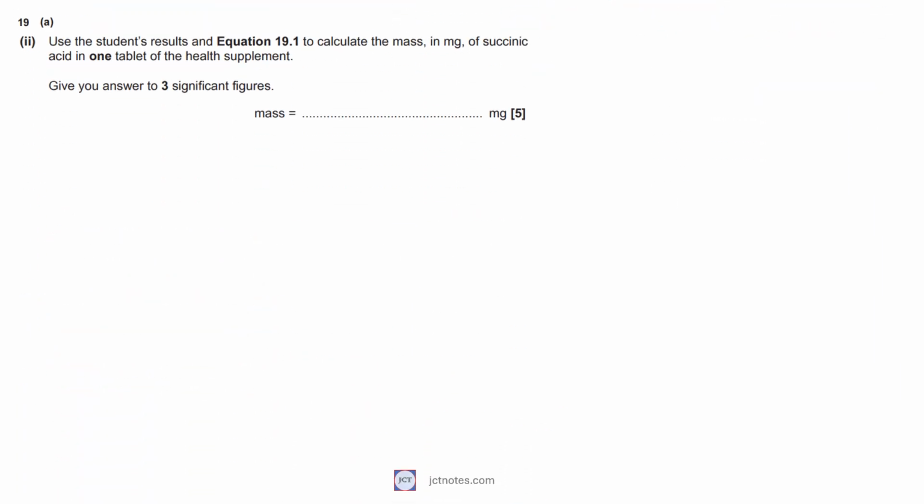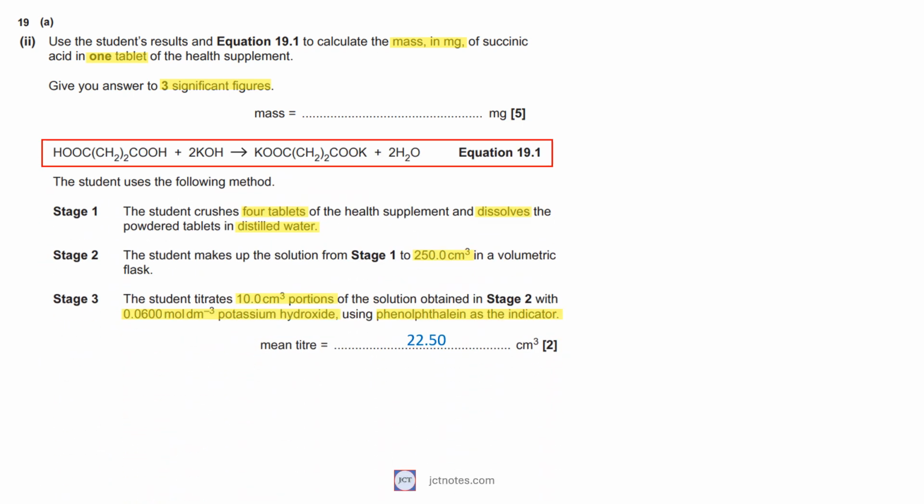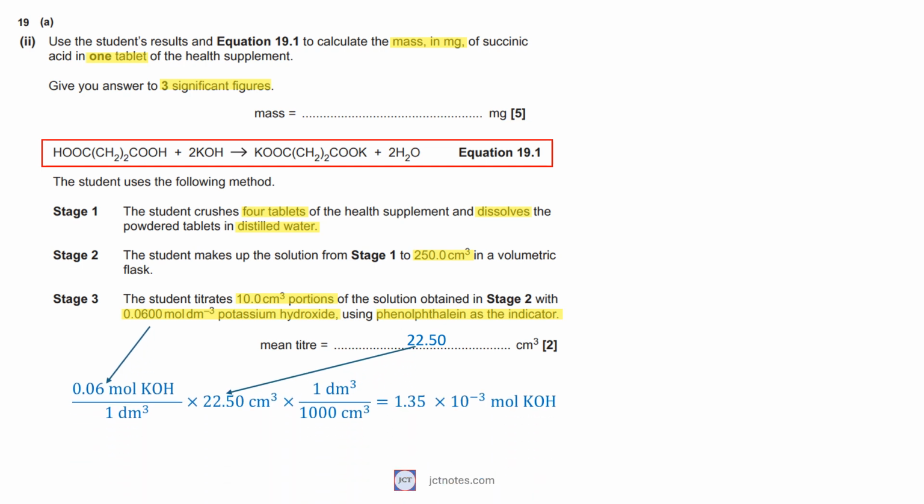In the second question of Part A, of question 19, we are asked to calculate the mass, in milligrams and 3 significant figures, of succinic acid in 1 tablet of the health supplement. I copy here the data from the problem that we need. The number of mole of 0.06 molar potassium hydroxide used in the 22.50 cubic centimeters used in the titration is 1.35 by 10 to the power of -3.